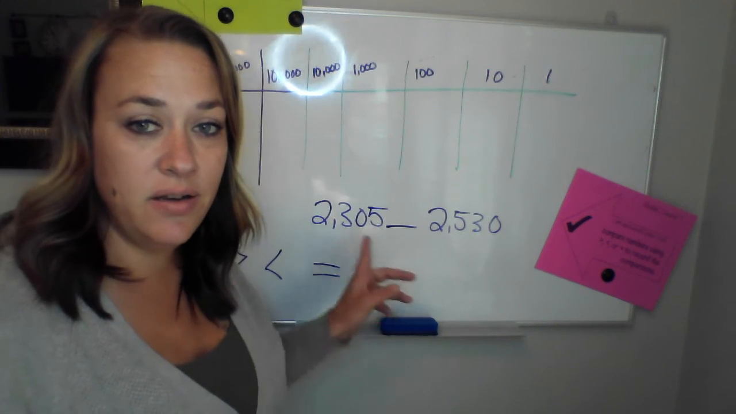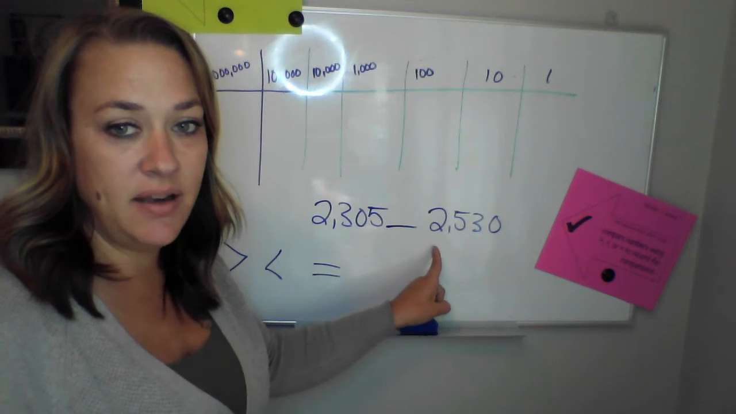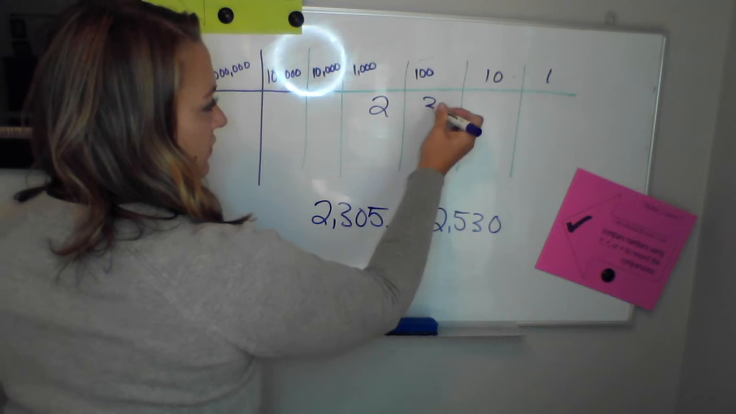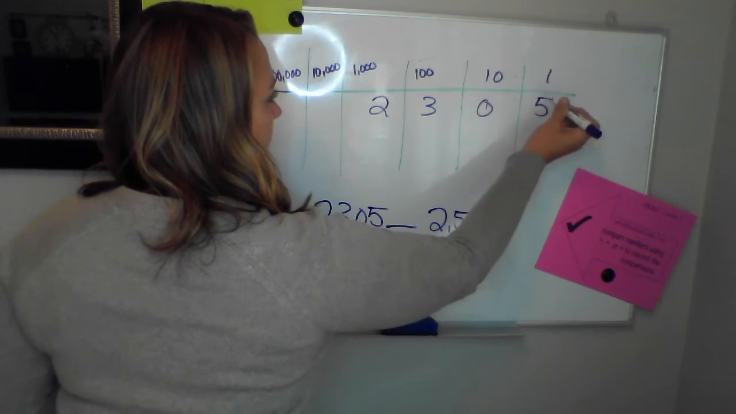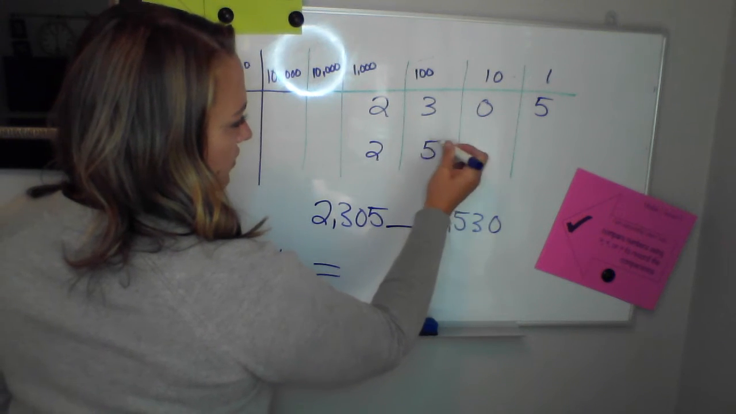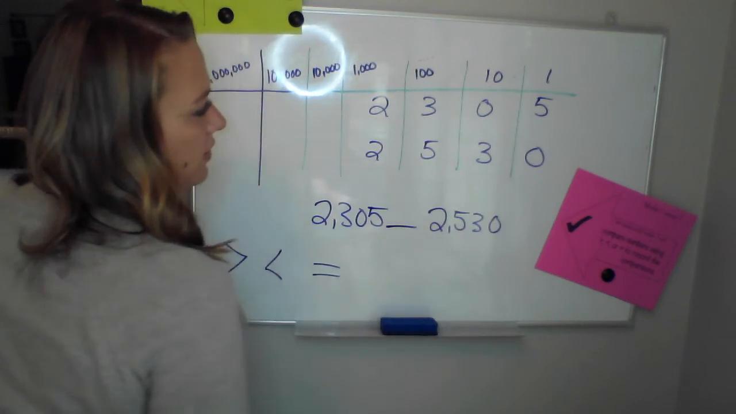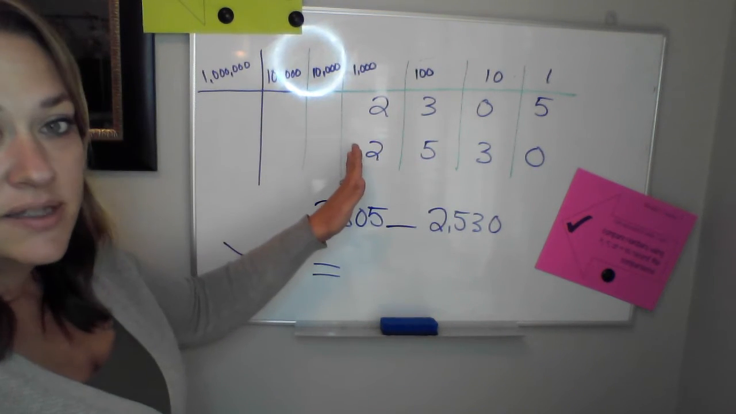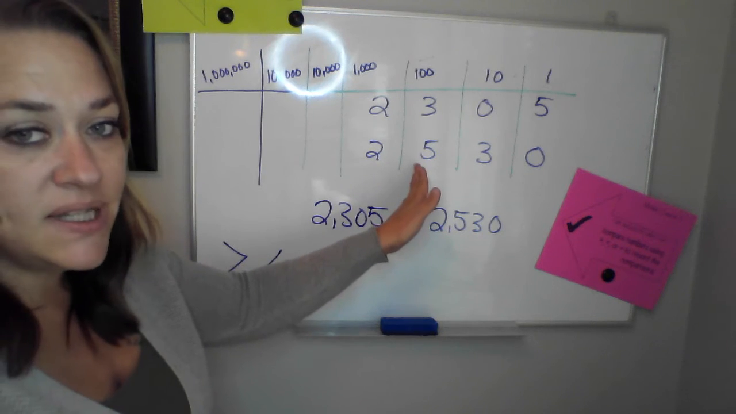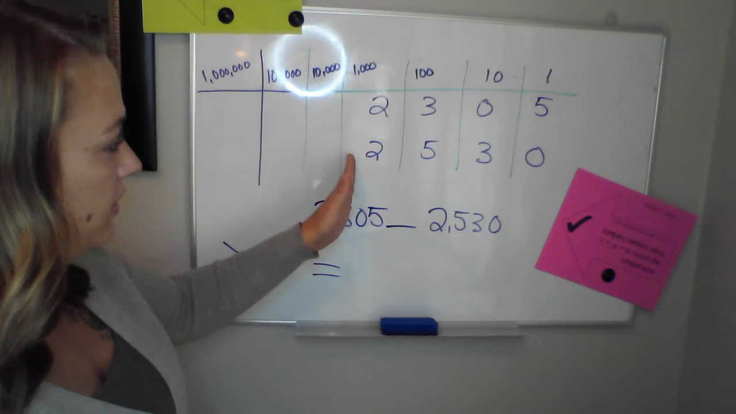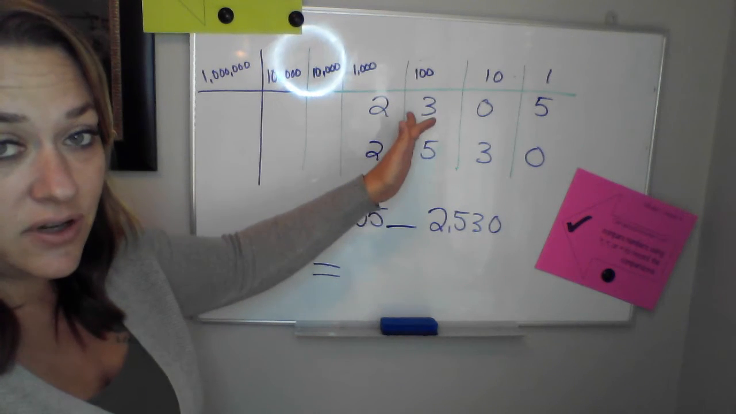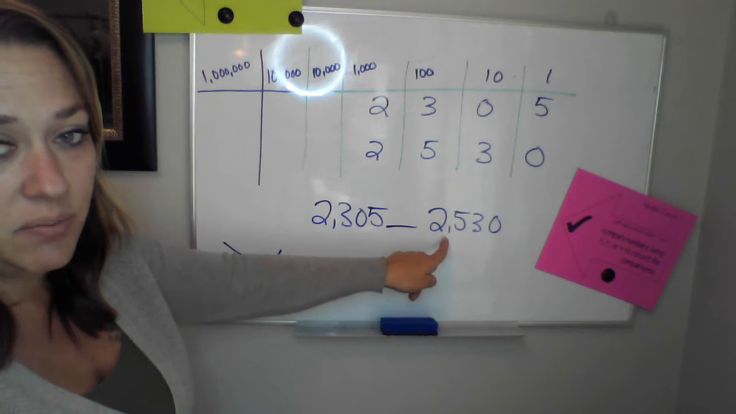Okay, here's another one. Notice our largest values are the same again, but we're still going to use that place value chart to help us out. So I have 2,305, and we're comparing that to 2,530. So again, see, our largest value is the same again. So we just work our way over until we see a difference. 2,000, 2,000, 300, 500. 500 is larger than 300, so that's going to make this number larger.